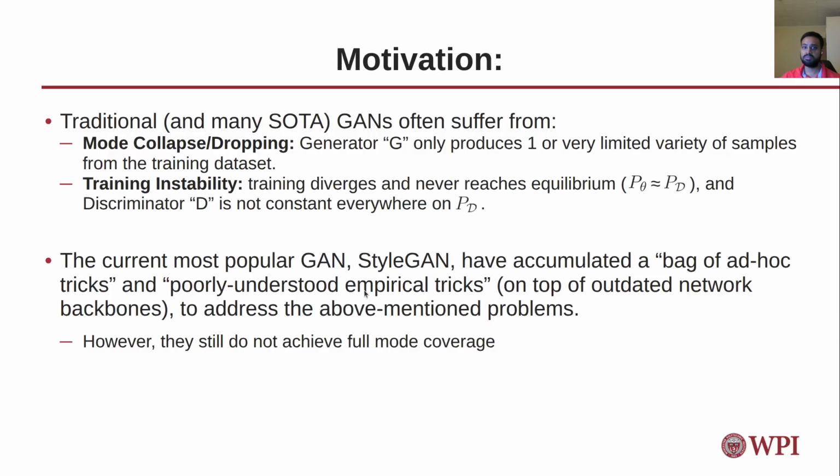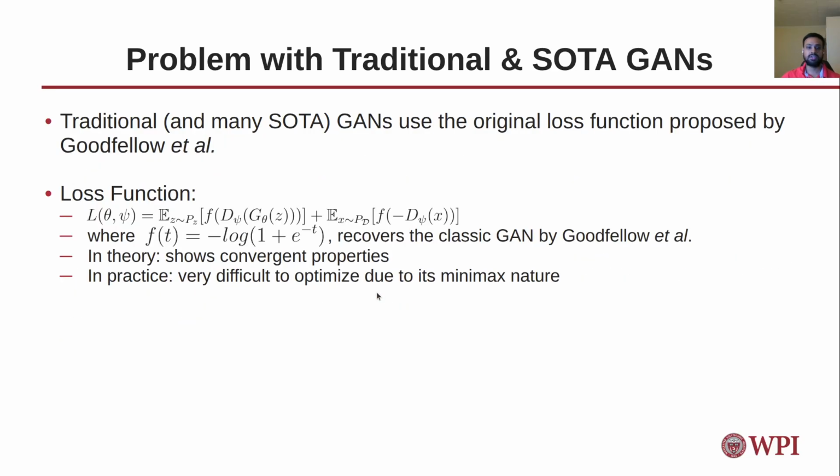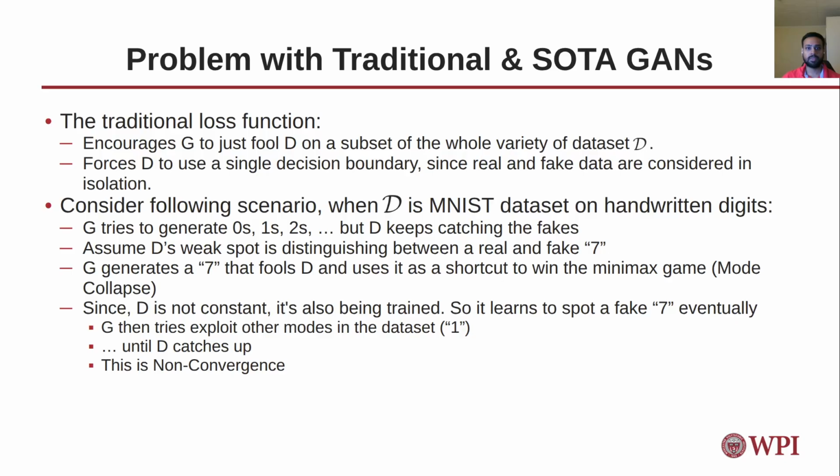Traditional and many state-of-the-art GANs often suffer from two problems: mode collapse and training instability. And the current most popular GAN, which is StyleGAN, has accumulated a lot of tricks to solve the above mentioned problems. However, they still do not achieve full mode coverage. And they use the original loss function from Goodfellow et al., which in theory shows convergent properties, but in practice is very difficult to optimize due to its minimax nature.